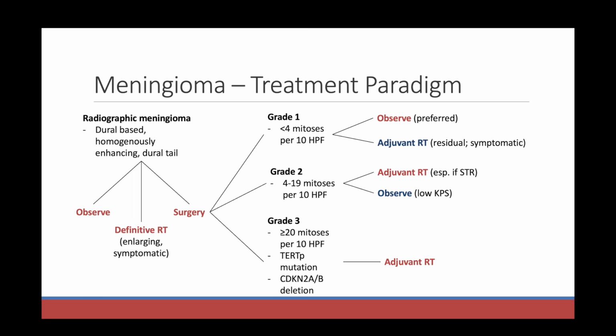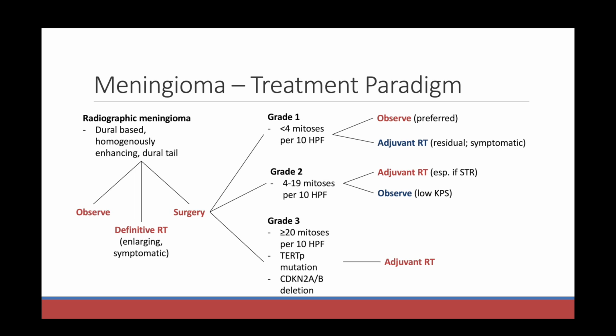So traditionally, we just graded them based on the number of mitoses per high-powered field. So less than 4 is grade 1, 4 to 19 is grade 2, and then 20 or more is grade 3. But now we have some data that having a TERT promoter mutation or CDKN2A or B deletion also pushes meningioma into that grade 3 category. So for grade 3 meningiomas, adjuvant radiation is always recommended.